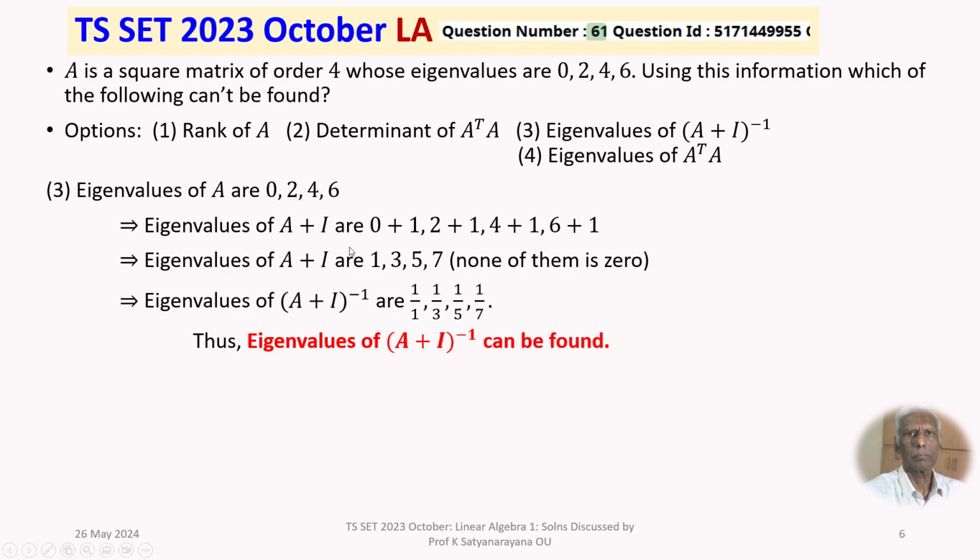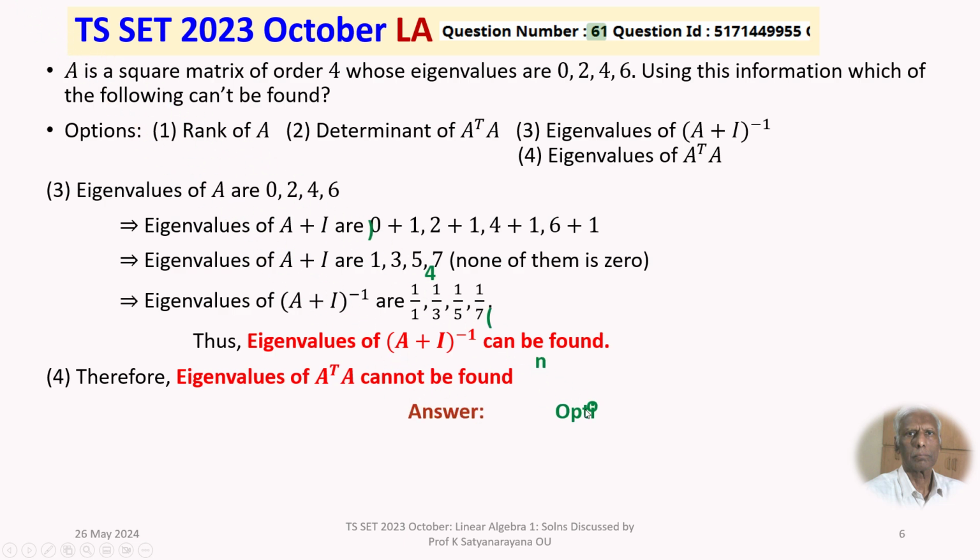Right. That means even option 3 can also be found. So therefore, the leftover one, only one answer is there. Therefore, the eigenvalues of A transpose A cannot be found. So that's the easiest thing, rather than proving that A transpose A cannot be found. Anyway, so that's the answer.